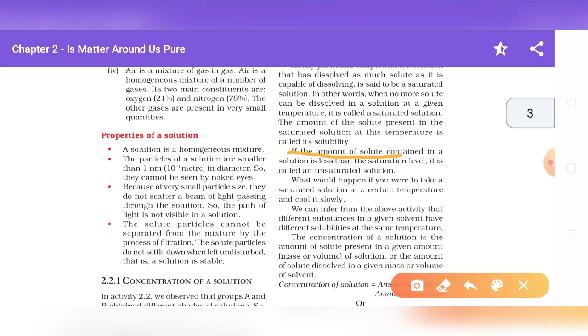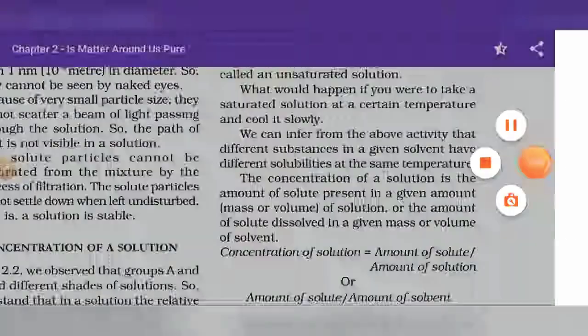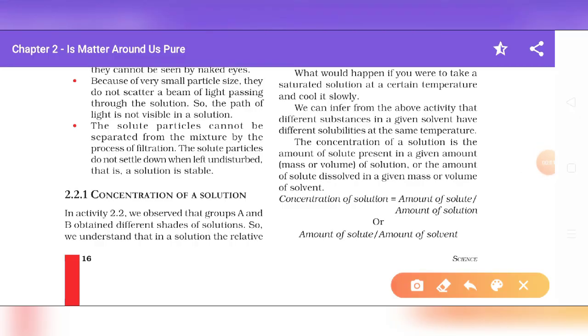Now, what would happen if you were to take a saturated solution at a certain temperature and cool it slowly? The answer is, after the saturation level, when it is cooled down, the particles will be drawn out from the dissolved form. Here we can infer from the above activity that different substances in a given solvent have different solubility at the same temperature.